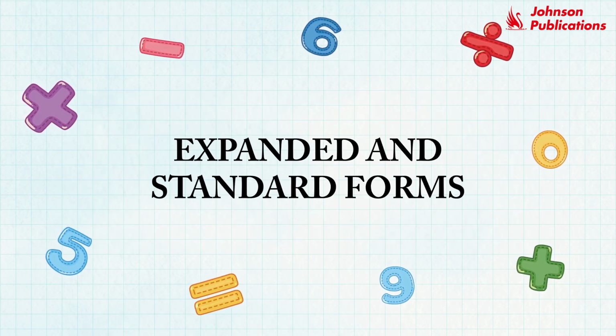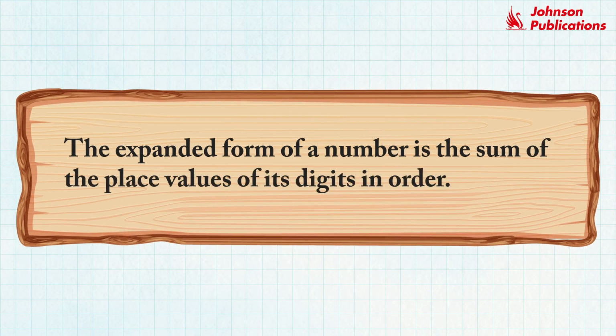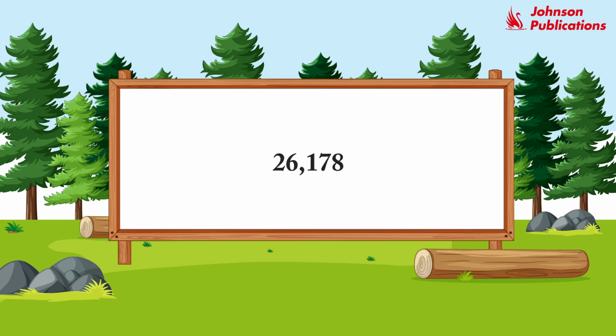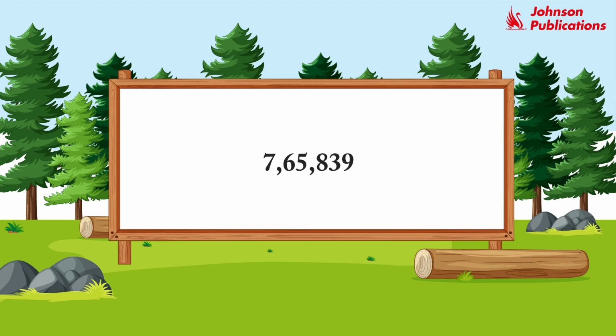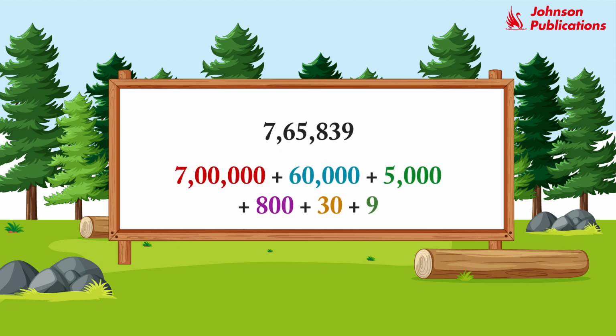Expanded and standard forms. We know that the expanded form of a number is the sum of the place values of its digits in order. For example, look at this 5-digit number. The expanded form of this number is written like this. This is the standard form of this number. Look at this 6-digit number. The expanded form of this number is written like this. This is the standard form of this number.